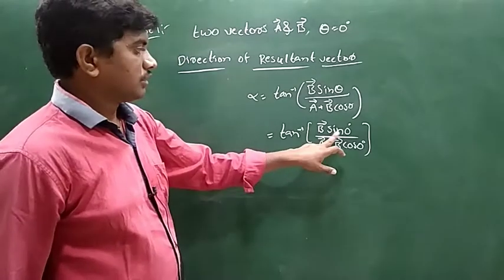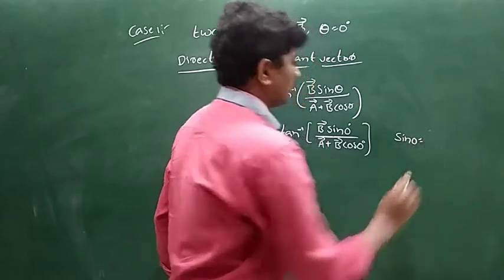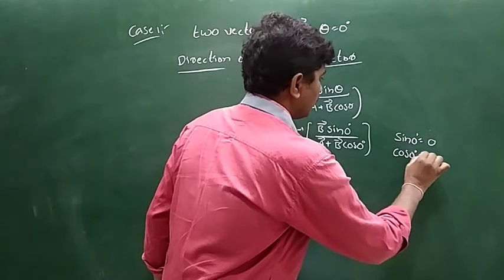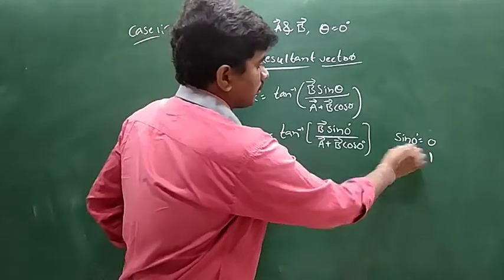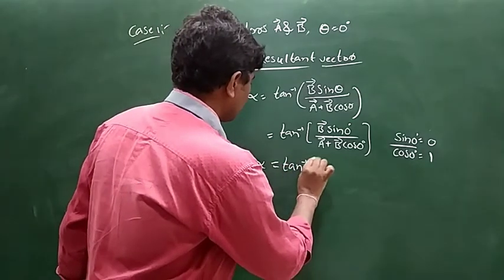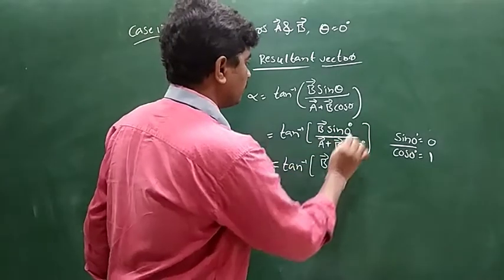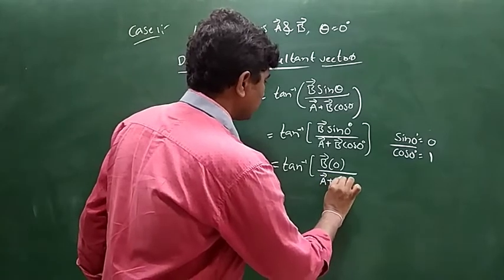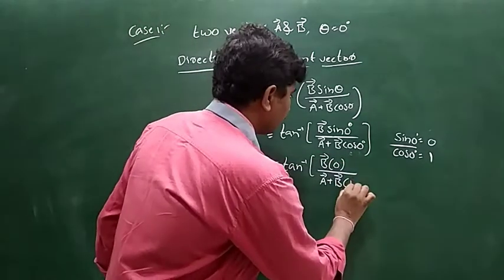Now, sin 0 degrees is equal to 0, and cos 0 degrees is equal to 1. Applying these values in this equation, alpha is equal to tan inverse of b bar sin 0 degrees, which is b bar into 0, by a bar plus b bar cos 0 degrees, which is b bar into 1.